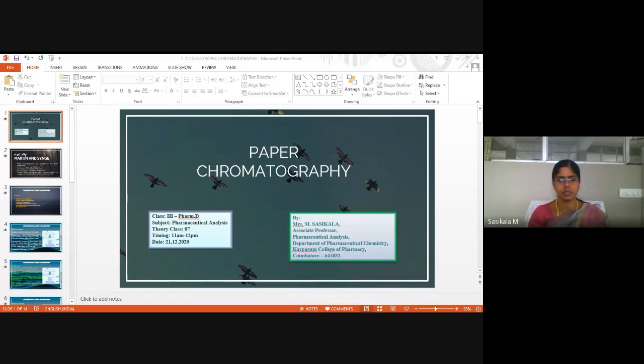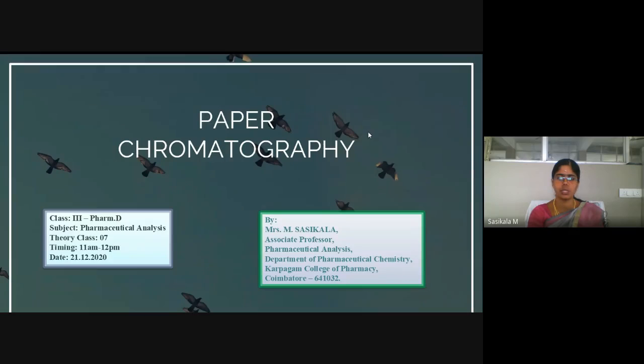Okay, so that's all we have seen regarding the history of chromatography in various centuries, and how it was developed by whom. Next, we'll move on to the main topic, paper chromatography. So after the introduction, classification, and history of chromatography, let's move on to the first part of chromatography, that is paper chromatography.